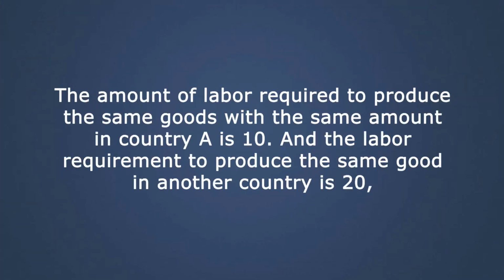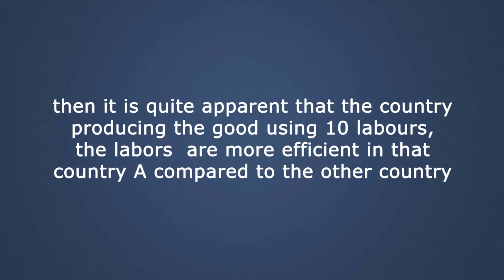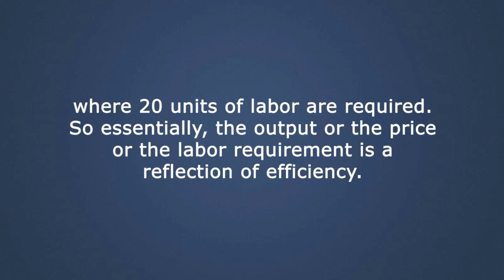If labor can produce the good both in country A and country B, but the point of difference is that the amount of labor required to produce the same good in country A is 10, and the labor requirement to produce the same good in the other country is 20, then it is quite apparent that the labor is more efficient in the country using 10 units of labor compared to the country where 20 units are required. So, essentially, the labor requirement is a reflection of efficiency. We will emphasize more on this later.